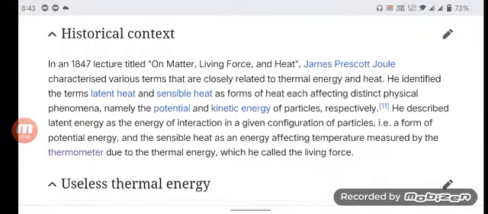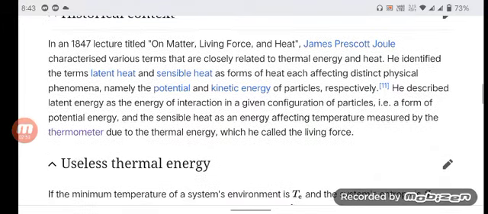Historical context. In an 1847 lecture titled On Matter, Living Force and Heat, James Prescott Joule characterized various terms that are closely related to thermal energy and heat.